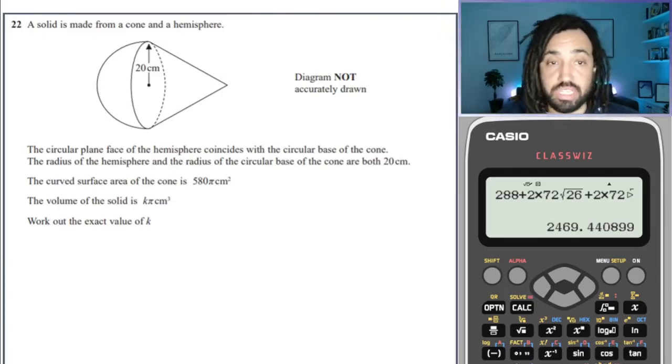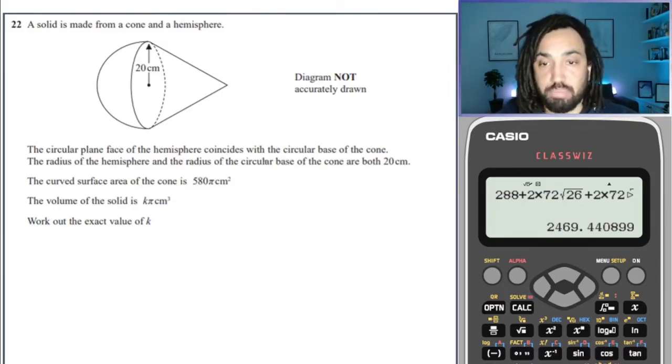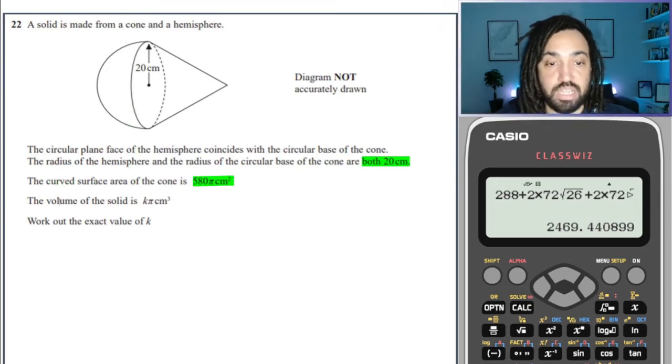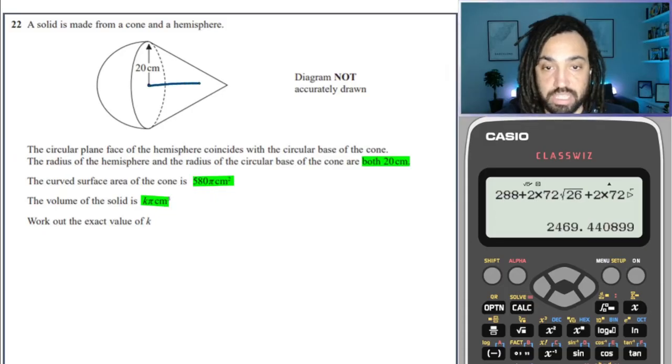We have a solid made from a cone and a hemisphere. And it just says that they are both 20 centimetres, just like it is on the diagram. It says the curved surface area of the cone is given as this, and then basically find the volume of the solid, so the whole thing. So the curved surface area of the cone, right? I understand. So we're going to need.